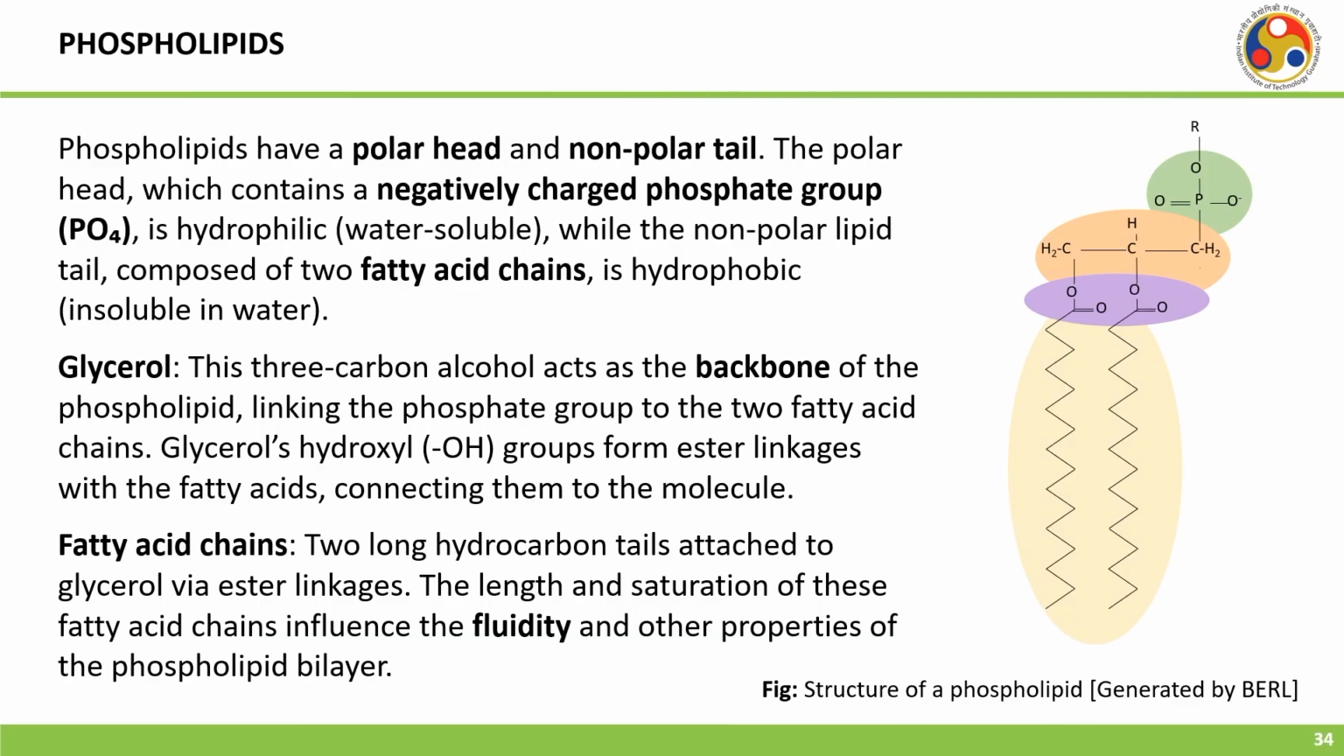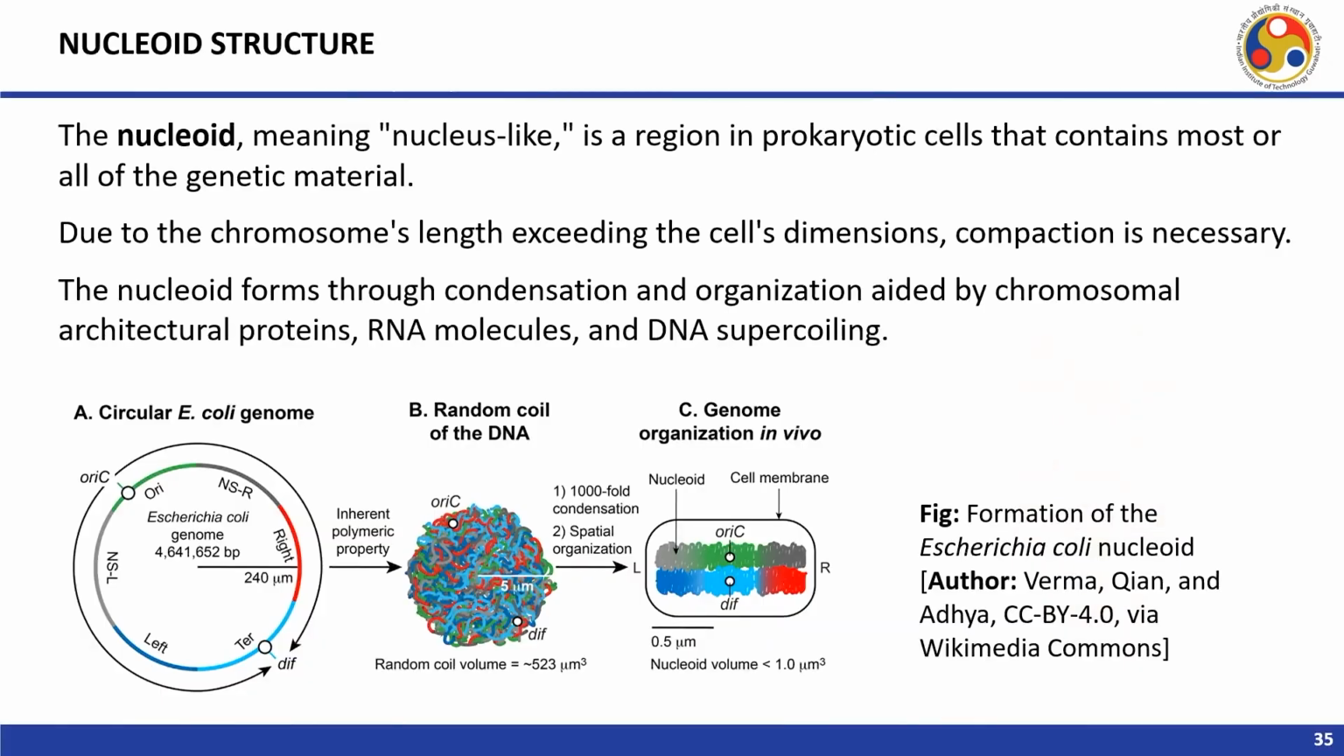There is a glycerol molecule, which is a 3 carbon alcohol that acts as the backbone of the phospholipid, linking the phosphate group to the 2 fatty acid chains. Glycerol's hydroxyl groups form ester linkages with the fatty acids, connecting them to the molecule, as you can see in the picture. Then the fatty acid chains are 2 long hydrocarbon tails attached to the glycerol via ester linkages. The length and saturation of these fatty acid chains influence the fluidity and other properties of the phospholipid bilayer.